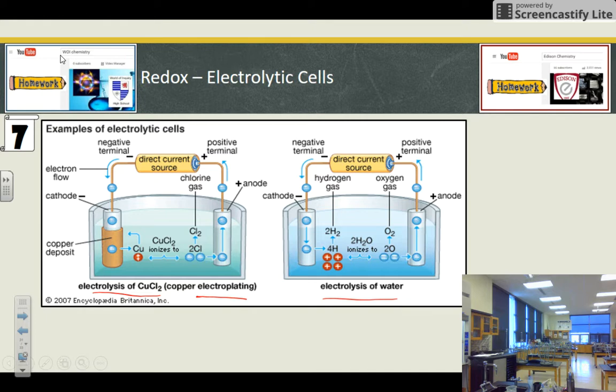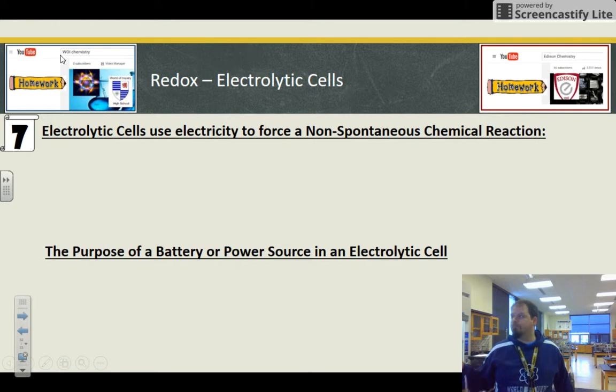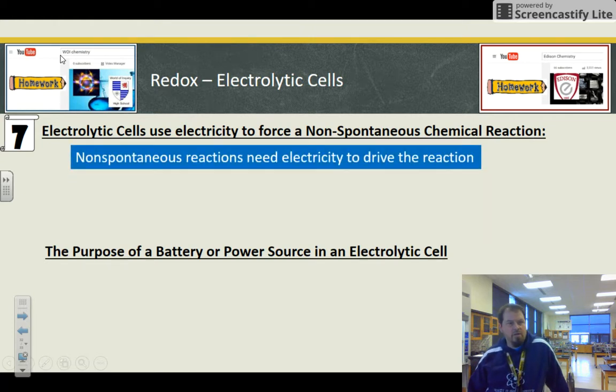Notice the direction flow always goes from anode to cathode, except that this time, you'll see that a lot of times they go backwards, more from right to left rather than left to right, but they don't always go left to right. So you do need to be able to pick out the difference between anode and cathodes. So electrolytic cells use electricity to force this non-spontaneous reaction to occur.